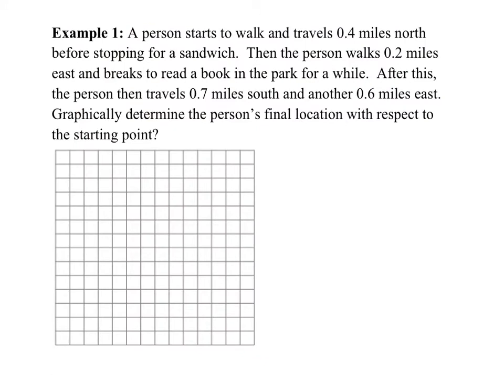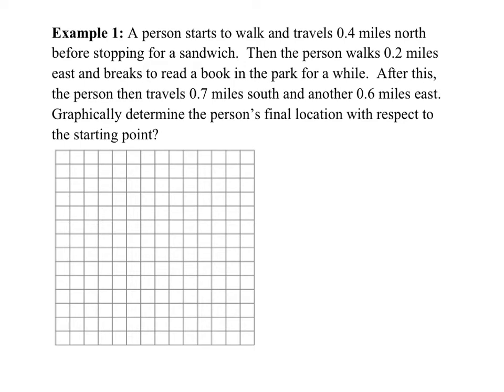So let's look at the first problem here. This one is rather easy. We'll start with an easier one, then we'll get more difficult ones. A person starts to walk and travels 0.4 miles north, before stopping for a sandwich.